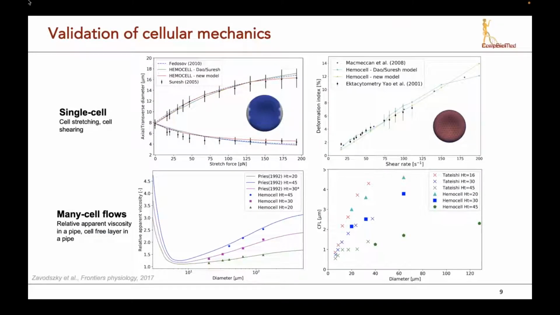As a starting point, recently at a conference, we made a survey about the importance of various components of numerical codes. And one of the top importance for most of the users turned out to be the access to validation data and documentation. So therefore, I thought that I will just quickly point out that HemoCell is a validated code. We have standard validations for single cells, that is cell stretching and cell shearing, for instance, comparing it to experiments. And we also have validation for many cell flows where we are flowing blood through larger channels. And then we look at the overall viscosity and other bulk properties like cell-free layer.